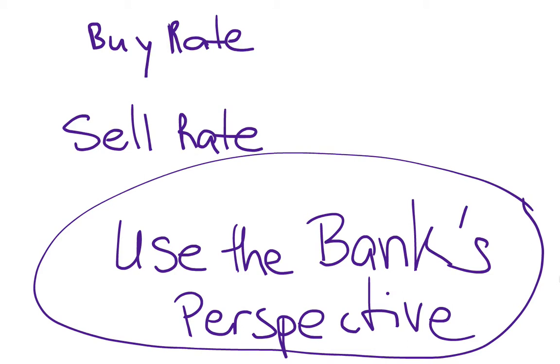Versus if the person doesn't want their US dollars anymore, and so they're going to the bank to get rid of their US dollars, what's the bank doing? It's going to buy it back. So then you use the buy rate. So that's the one little thing about buy and sell rate to remember. Usually the sell rate is always bigger than the buy rate.